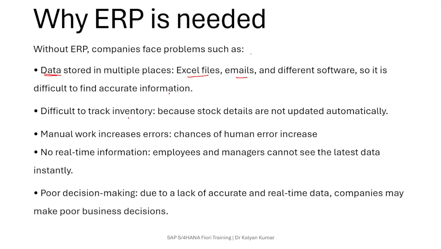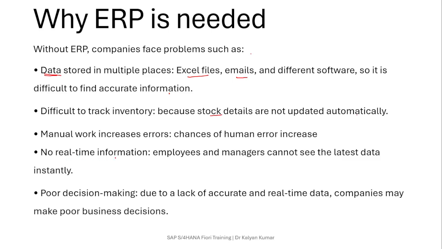Difficult to track inventory. Suppose if we do not have ERP software inside an organization, obviously it will become very difficult for us to track inventory because stock details are not updated automatically. The total amount of stock left out inside the warehouse will not be updated automatically. As a result, we cannot easily track the inventory present in the warehouse. Next, suppose if we do not have ERP in our organization, manual work increases error. Usually, since we are not using any software to update our day-to-day activities, definitely the chances of manual error increases.